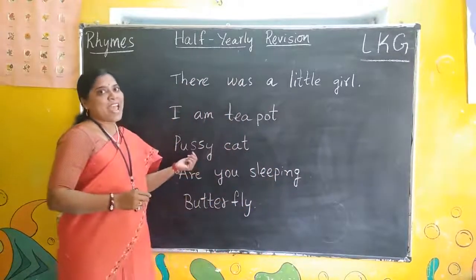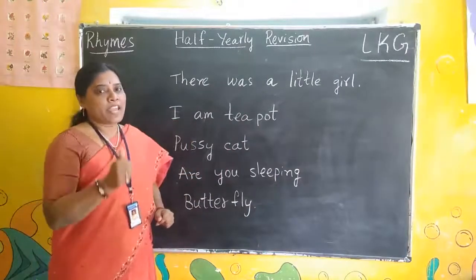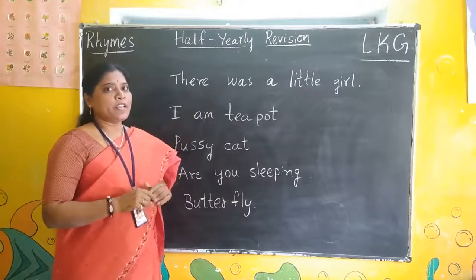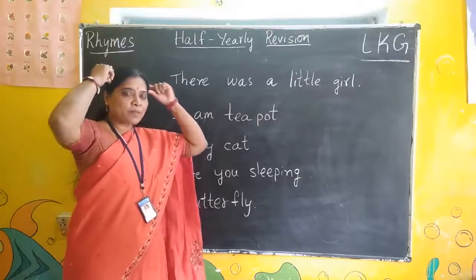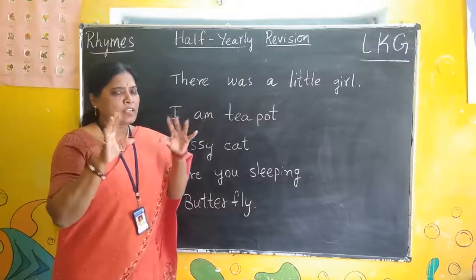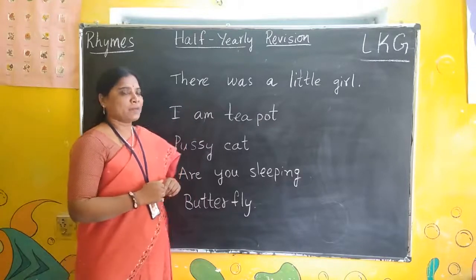Next, pussycat. Pussycat, pussycat, where have you been? I have been to London to visit the queen. Pussycat, pussycat, what did you do there? I frightened a little mouse under her chair.